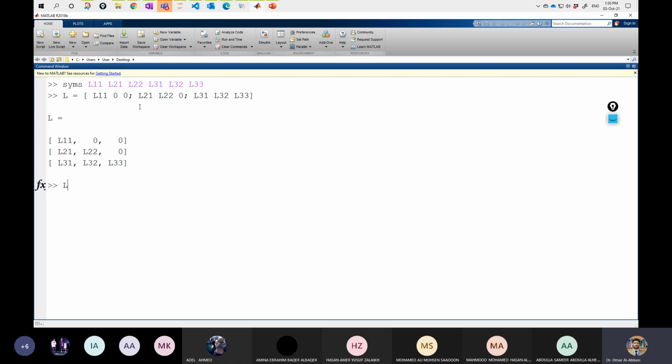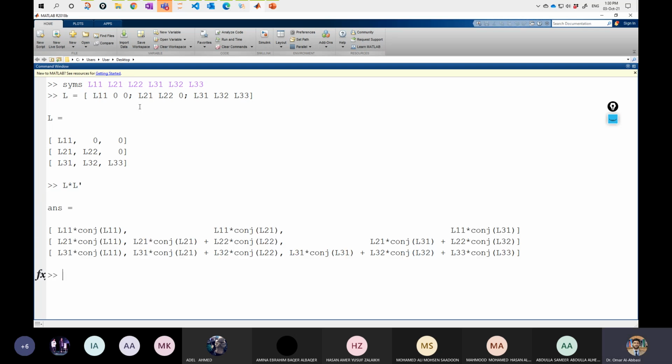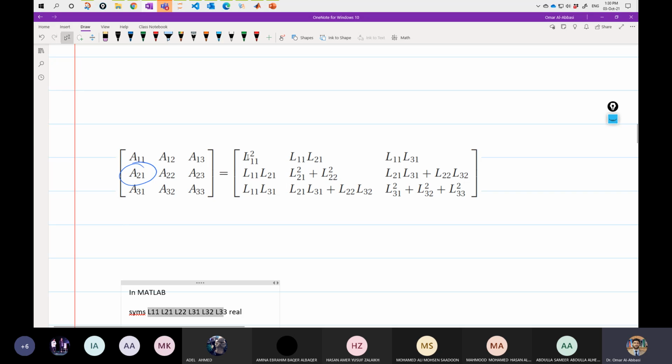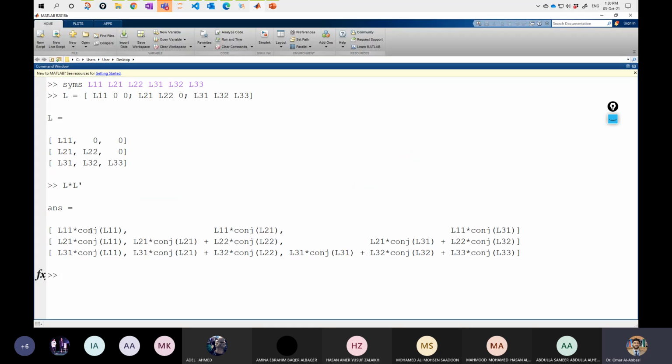Now take matrix L, multiply it by its transpose. You will notice that we ended up with the same L11, L11. Well, I will note it, L11 squared, right? But we had it with the conjugate. Why is that the case?